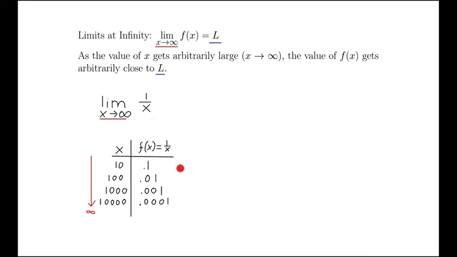So to find the corresponding value of L, we look at what happens to this trend. Well, we have 0.1, 0.01, 0.001, 0.0001, and it's pretty clear that f of x is tending to 0, so the answer here is going to be 0.